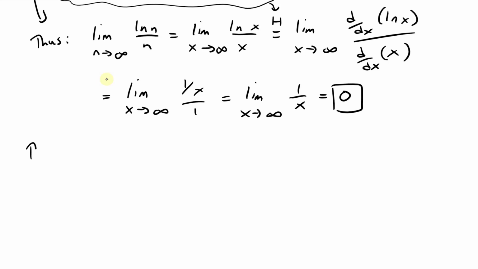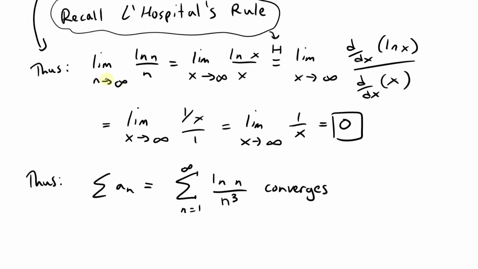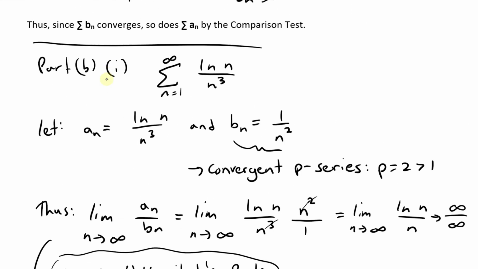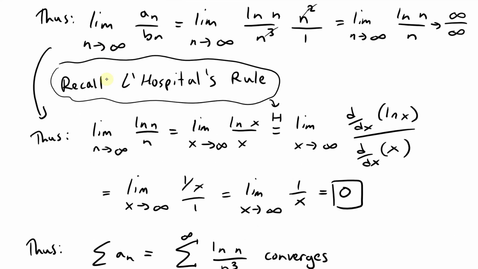So thus, what we have is the summation of a_n, which equals the summation from n equals 1 to infinity of ln n over n cubed. This converges because the b_n series is the p-series that converges. So we have p, the convergent p-series. We're dividing by it on the a_n.